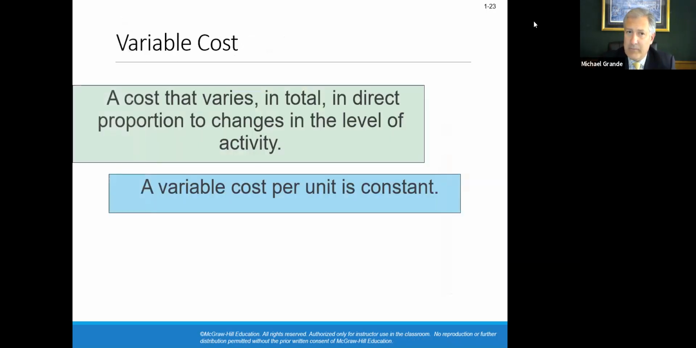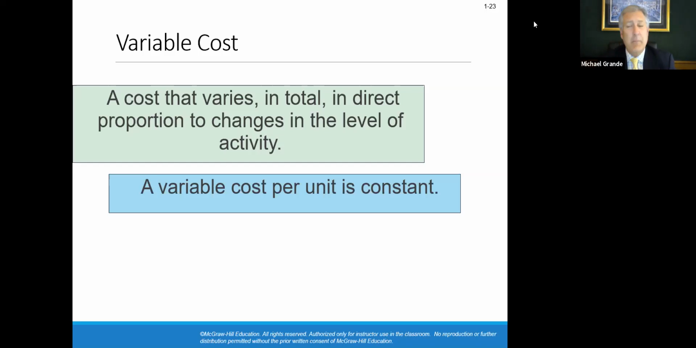A variable cost is a cost that varies in total in direct proportion to changes in the level of activity, the number of units we sell or we produce. The cost per unit is always constant. Classic example is direct materials. Let's assume on our desk that the cost of direct materials for wood is $100 per desk. Cost per unit is constant.